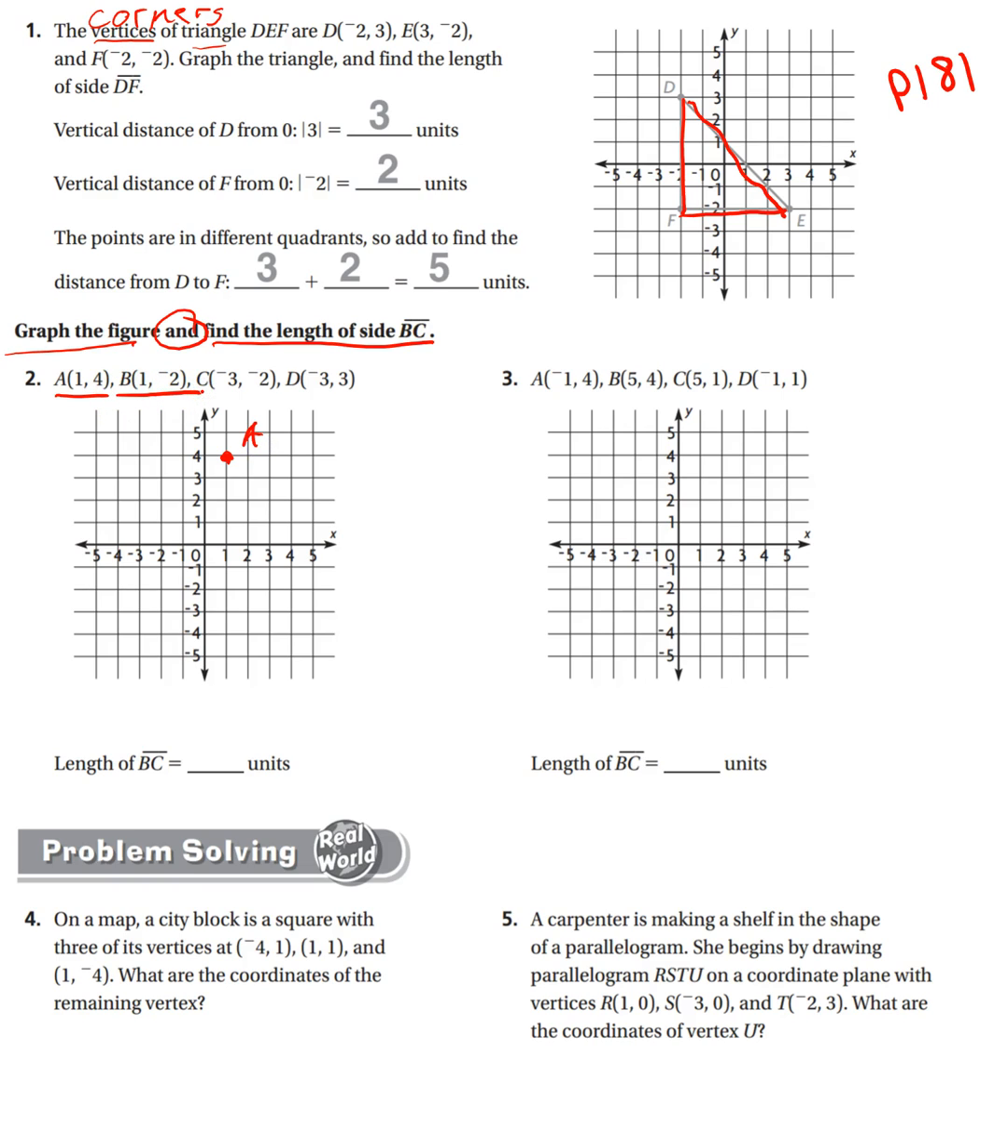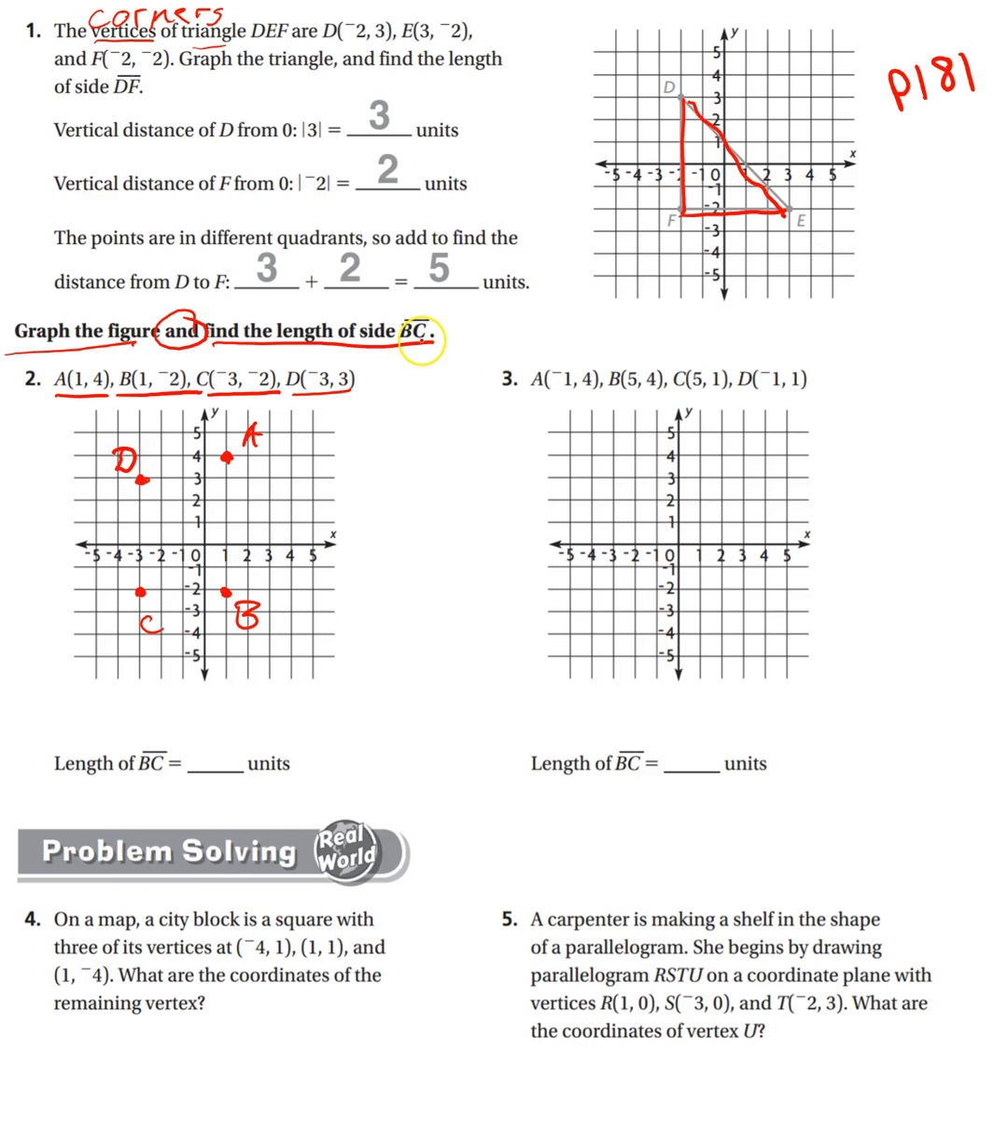Point B is at 1, negative 2, so I run 1, but then I go down 2. That's point B. Point C, run to the left because it's negative 3, and then go down 2. And then they told me where D is as well. Go back 3, and then up 3. Okay, so this was C, and this was D.